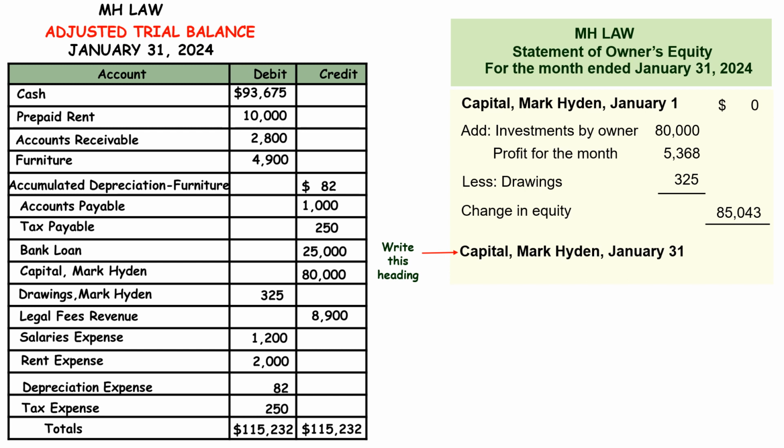Finally, let's add the figures to calculate the total owner's equity at the end of the month. So we will start with the heading capital Mark Hayden January 31st. So look, we started with capital Mark Hayden January 1st and now this will be January 31st. And we are going to add the opening balance, the January 1st balance, and the change in equity to give us the closing balance in the owner's equity of $85,043.